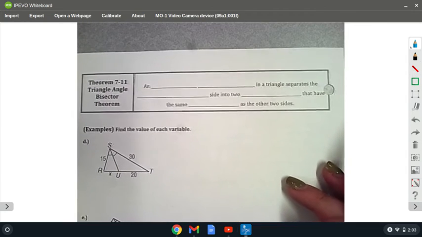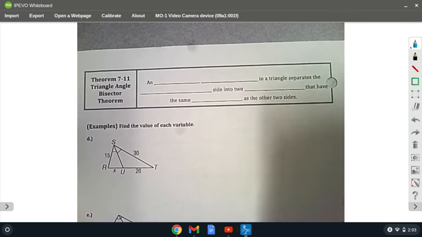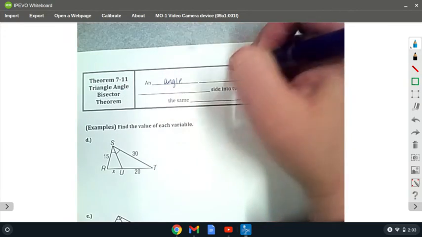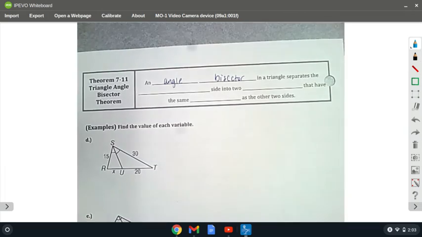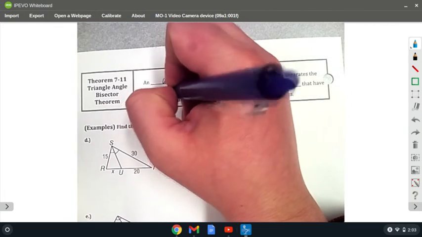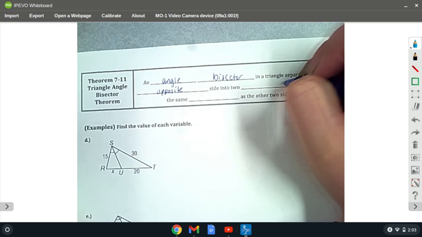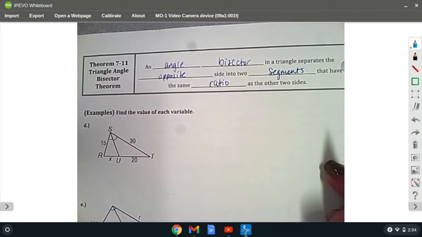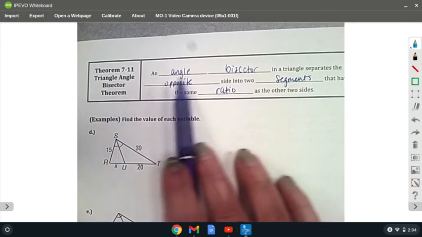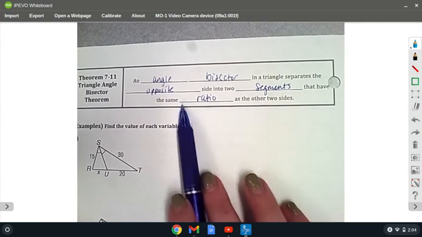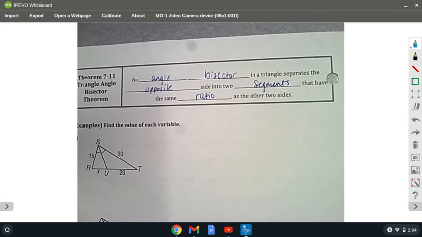We have theorem 7-1, the triangle angle bisector theorem, which says an angle bisector in a triangle separates the opposite side into two segments that have the same ratio as the other two sides. Oh, it looks like I'm frozen here. So the triangle angle bisector theorem says an angle bisector in a triangle separates the opposite side into two segments that have the same ratio as the other two sides. Making sure I'm still recording.